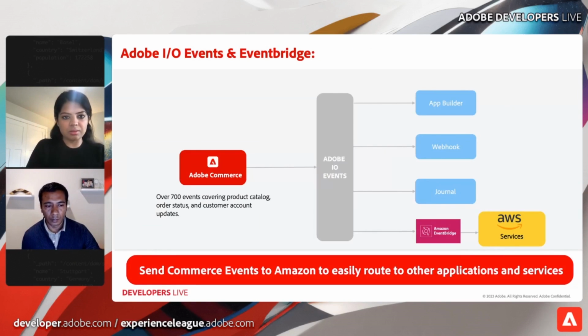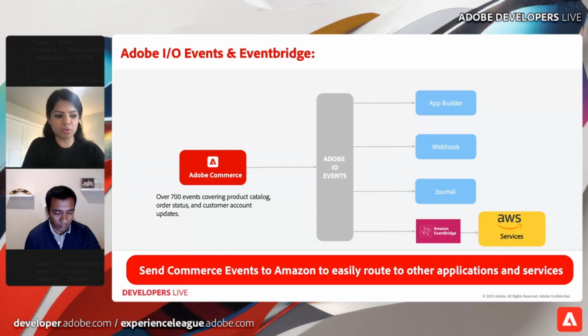Moving towards something more centered on commerce. If you look at this, earlier we talked about three consumption mechanisms: App Builder, Webhook, and Journal. Introducing EventBridge integration is going to enable another form of consumption mechanism, which is forwarding the events through EventBridge. Now, the events originating from commerce, which could be order events, product events, and customer events, can now be forwarded to EventBridge, from where you see they can be routed to various pre-integrated services.